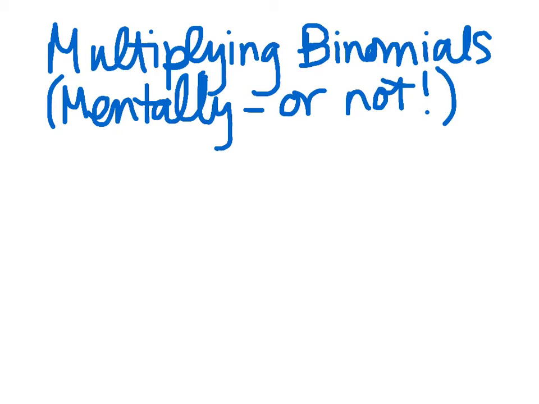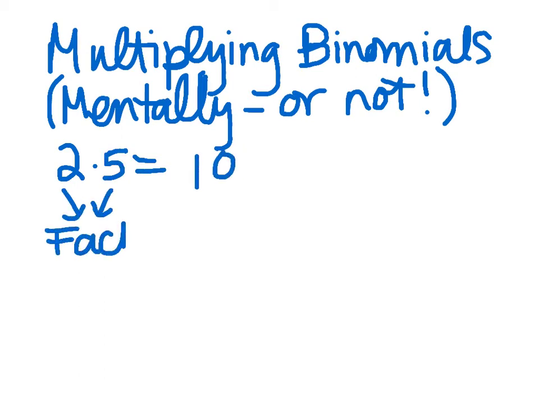Because this chapter is all about factoring, which goes with division, it's the reverse of multiplication, it makes sense to make sure that we are confident about how to first multiply. Let me take a step back. If I know that 2 times 5 is equal to 10, then I know that these are factors of 10.